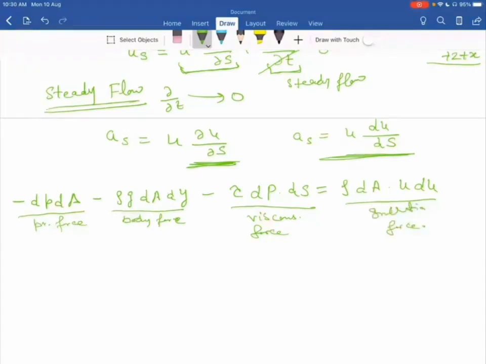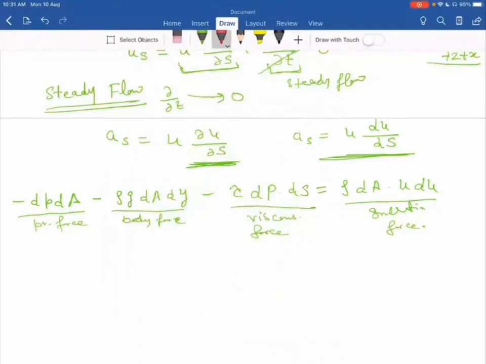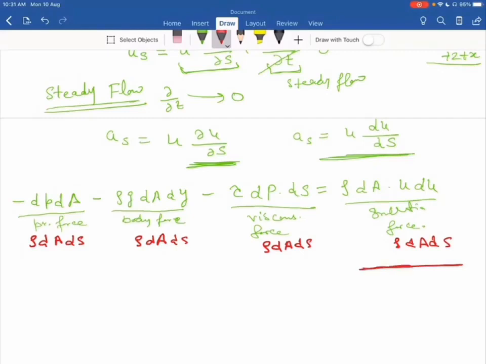So now I try to divide all these terms by the mass of the element. The mass of the element is rho dA ds. We divide all the terms by this, so the terms we get represent force per unit mass. I will write the equation in positive form. When I divide, rho cancels with rho, dA with dA, so I am left with u du by ds.